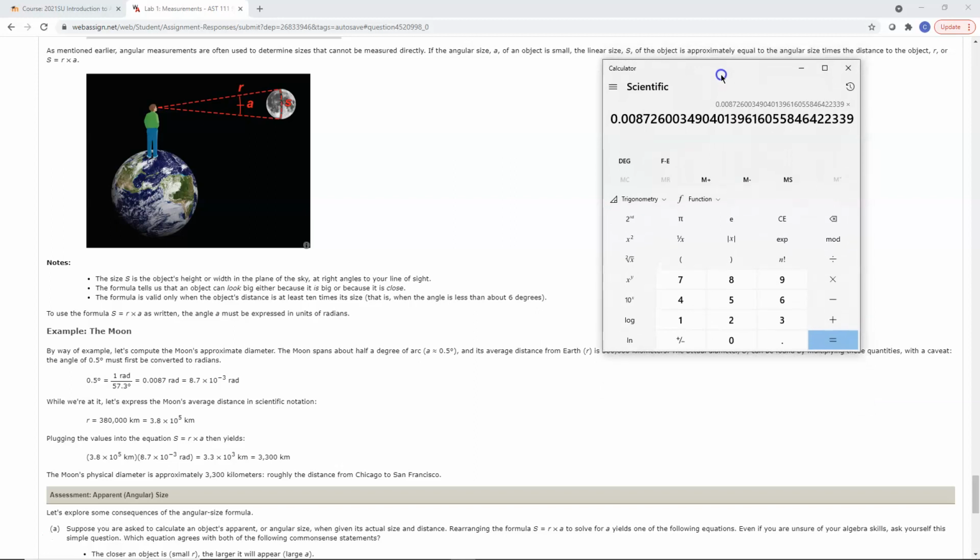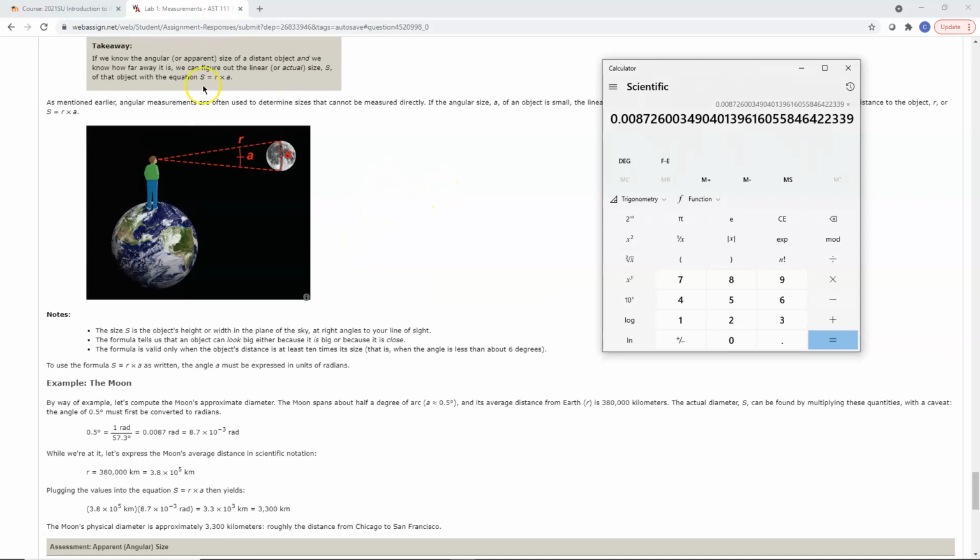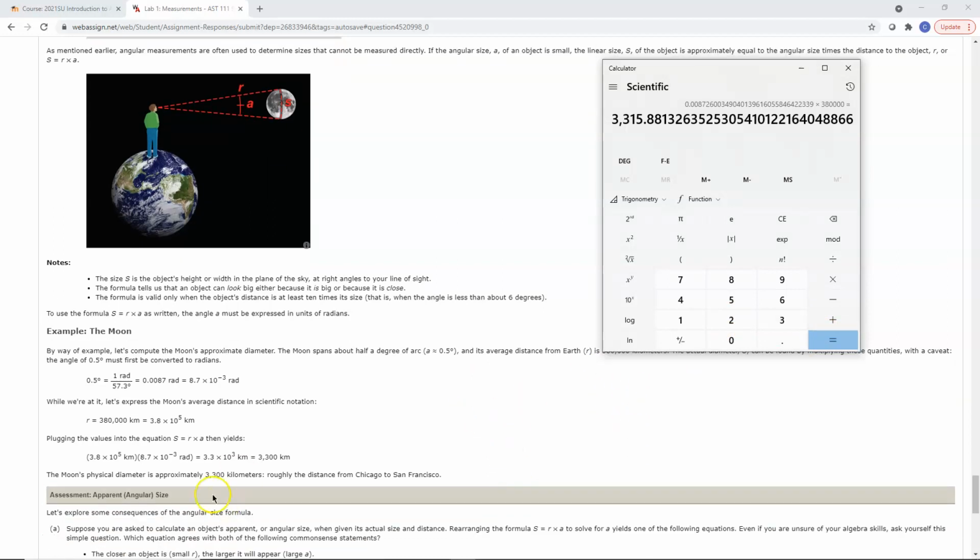because in my formula, I am actually multiplying, go back up here, the R, which is the distance, times the angle, and this is my rads right here, times 380,000. That gives me roughly a distance here of 3,315 kilometers. That's how wide the moon actually is, which is pretty close to exactly right.